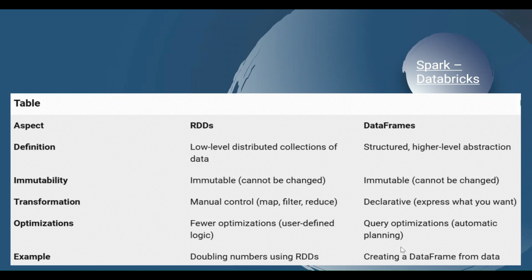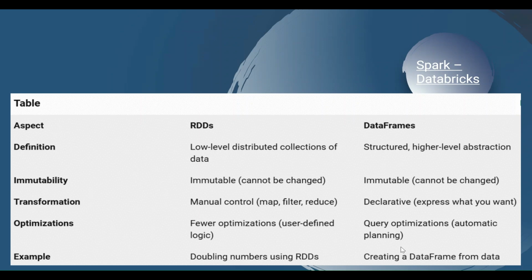In the table, we have framed the details for easy understanding. The RDD definition, as we know, is a low-level distributed collection of data, and the DataFrame is a structure with tabular format data and a high level of abstraction. Immutable: both RDD and DataFrame are immutable. For transformations, RDD has manual control with map, filter, and reduce, but the DataFrame is declarative, where you express what you want and get it very quickly from the data. Here we have more control on the RDD side.